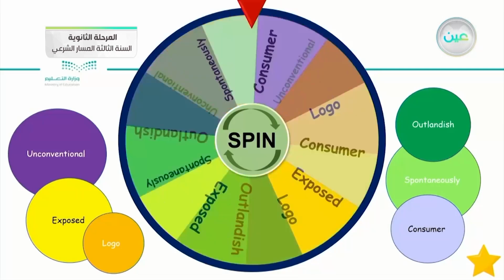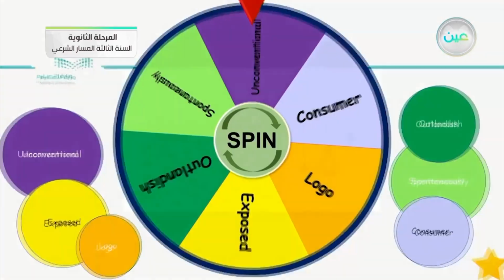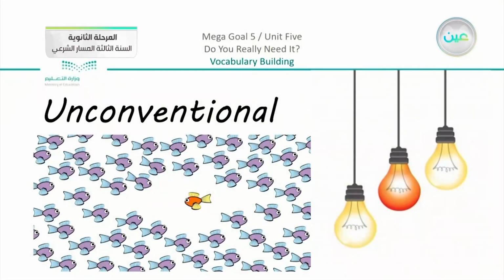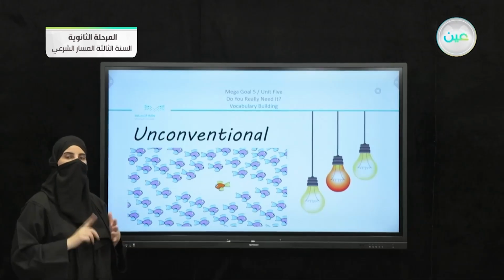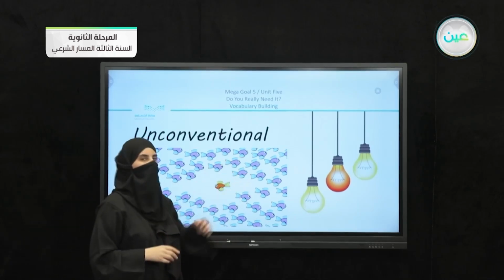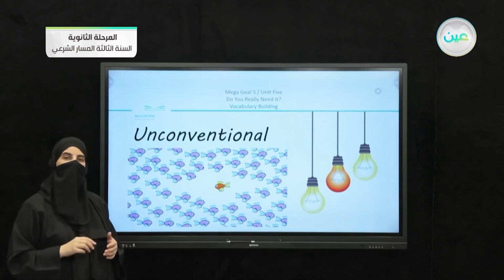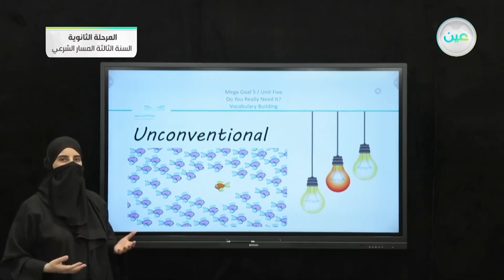Now moving on with our lesson here, we can stop also and choose the word unconventional. You can see that these are lots of fish. They are going together. They are the same color, but one is totally different. It is a different color and also going the different way. Now we can see also that we have these 3 light bulbs, and the one in the middle is different. So here, why didn't I say that's just different? Now we're going to see what is the meaning of unconventional.